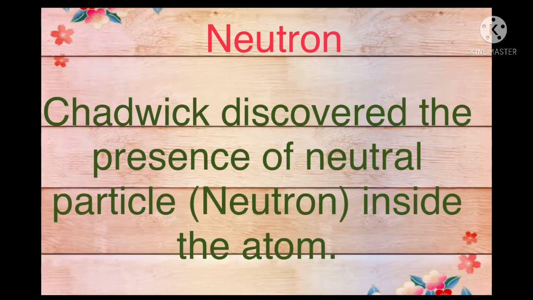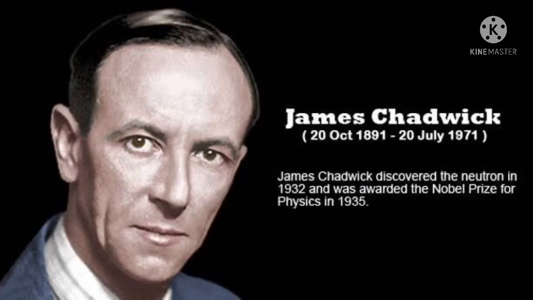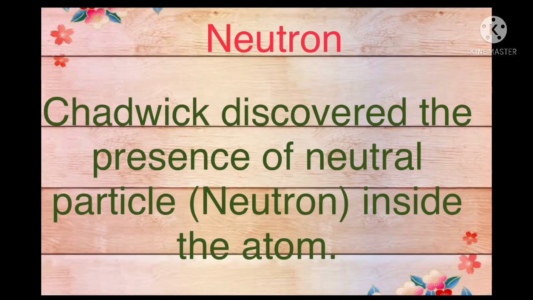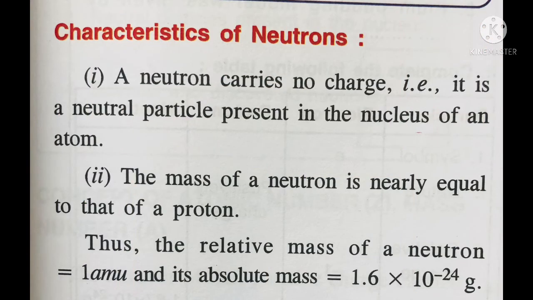Now the third particle of the atom is the neutron. Chadwick discovered the presence of a neutral particle, called the neutron, inside the atom. Now look at the characteristics of the neutron. The first one is that a neutron carries no charge. That is, it is a neutral particle present in the nucleus of an atom. The second one is that the mass of a neutron is nearly equal to that of a proton. Thus the relative mass of a neutron is 1 AMU, meaning atomic mass unit, and its absolute value is 1.6 into 10 raised to power minus 24 gram.